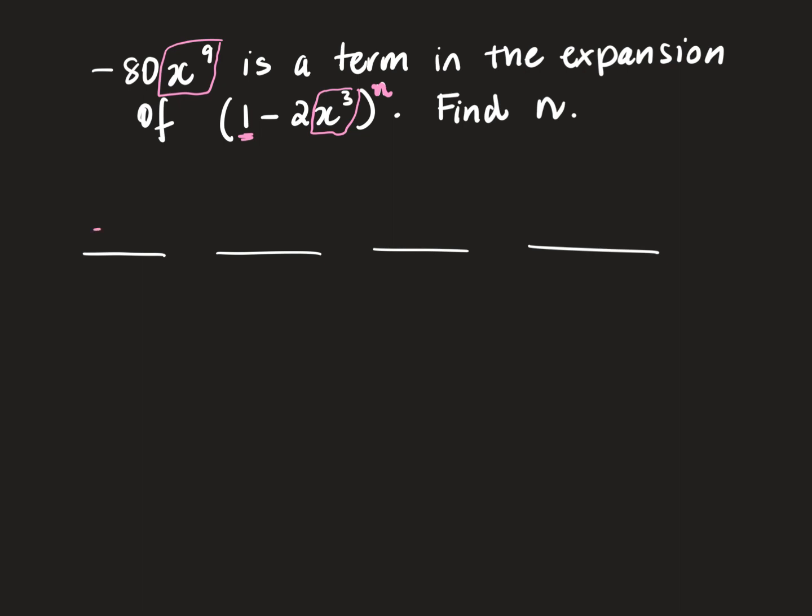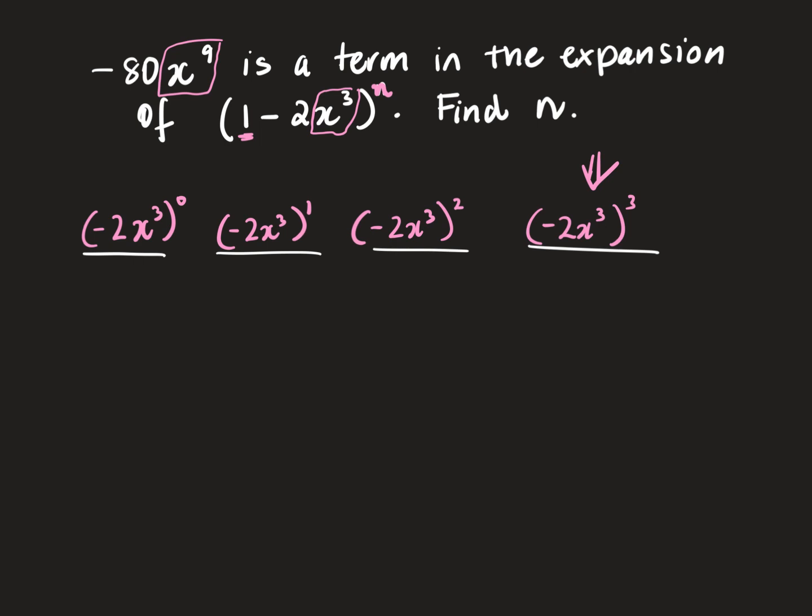And I know that this one is going to be negative 2x cubed all to the power of 0, negative 2x cubed to the power of 1, negative 2x cubed to the power of 2, negative 2x cubed to the power of 3, and we keep on going like that. Now this is the term I want, because if I raise negative 2x cubed to the power of 3, then I get negative 8x to the power of 9. And it's the x to the power of 9 that we're after.